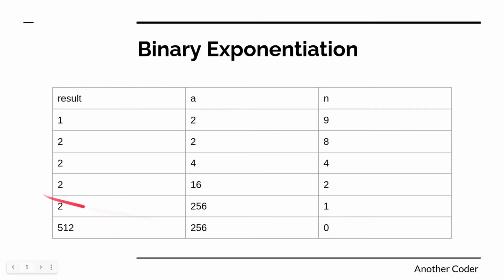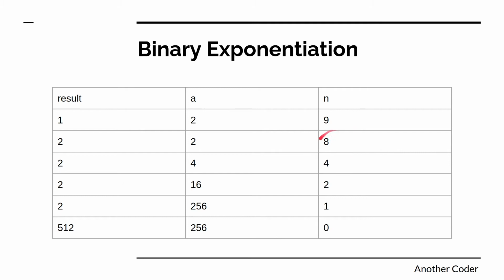So now let us have a look at an example of how binary exponentiation works. I have taken the example of 2 raised to the power n. Here the result is initialized with 1, a is 2 and n is 9. So we are calculating 2 raised to the power 9. The power n is odd here, so we need to multiply the result with a. Now the result becomes 2, a remains as it is, and n becomes n minus 1. 9 minus 1 is equal to 8.